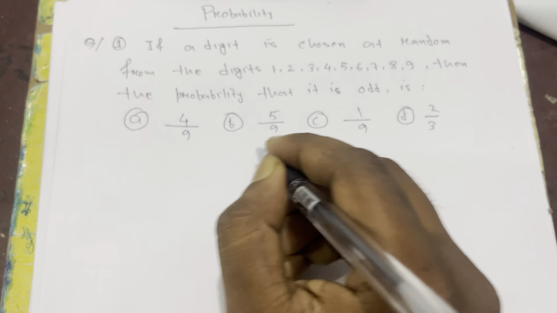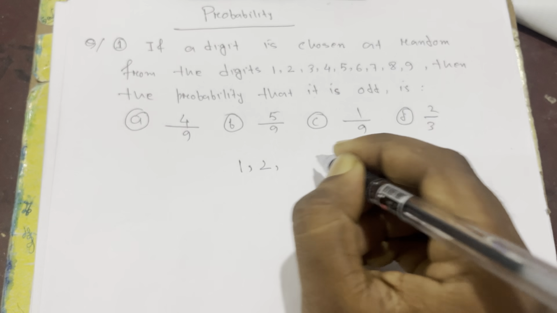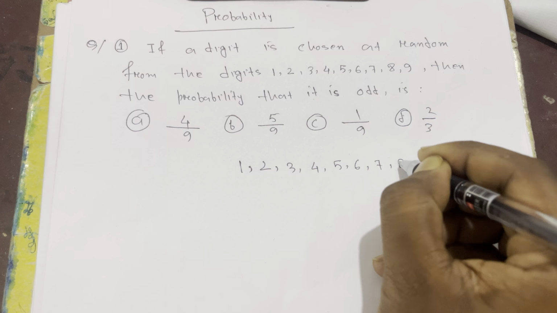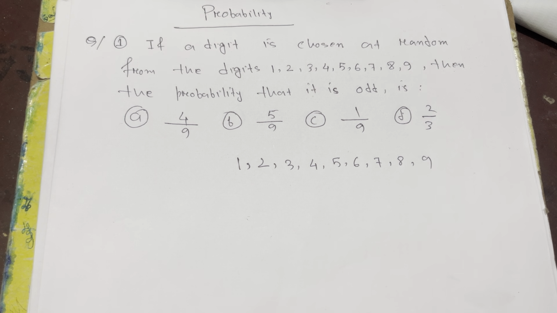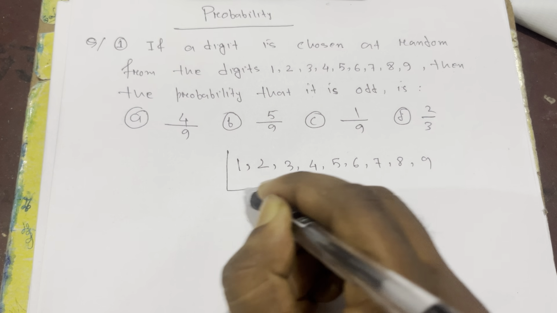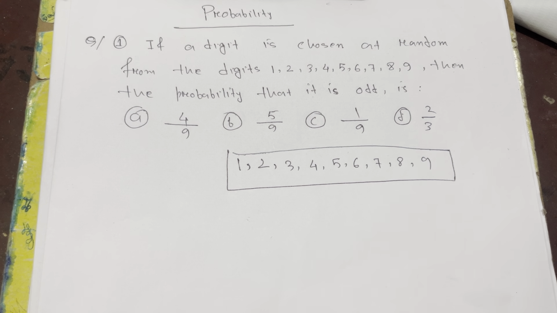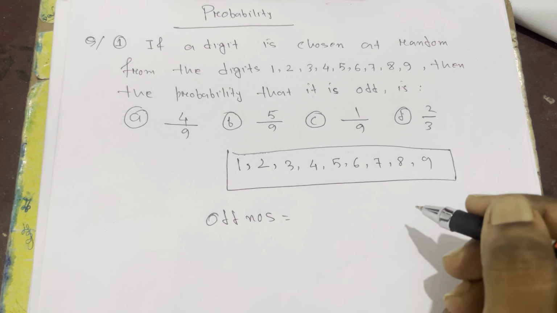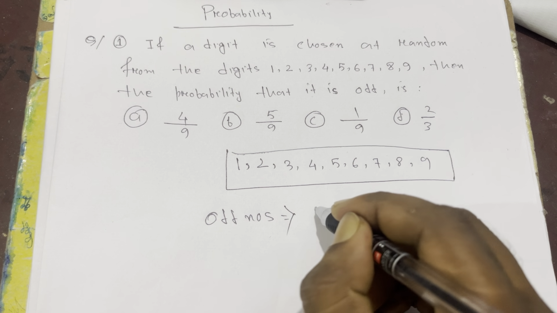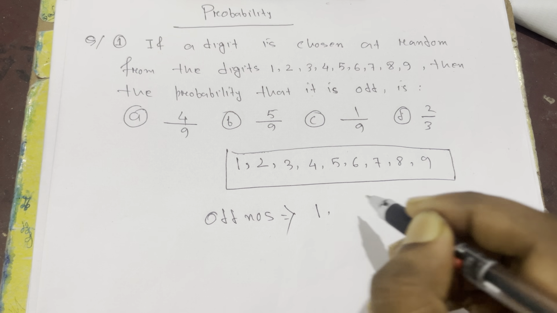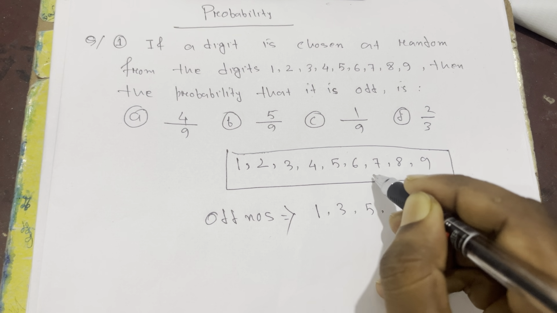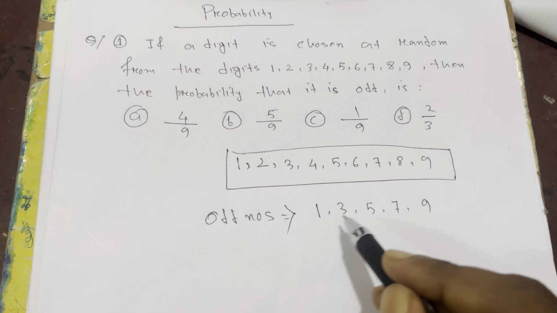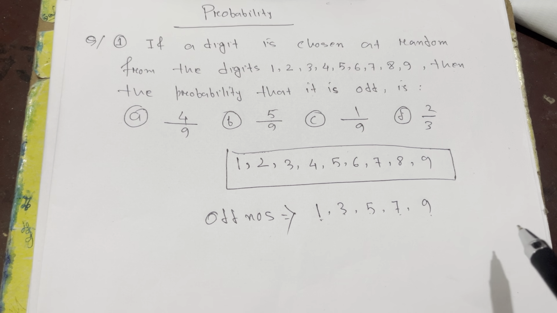So here the given numbers are what? 1, 2, 3, 4, 5, 6, 7, 8, 9. So in total how many numbers are here? 9 numbers. So out of 9 numbers, first we have to find the odd numbers. So here odd numbers are what? Odd numbers are the numbers which are not divisible by 2. First odd number is 1, then 3, then 5, then 7, then 9. So out of 9, how many numbers are odd? 1, 2, 3, 4, 5, you get 5 odd numbers.